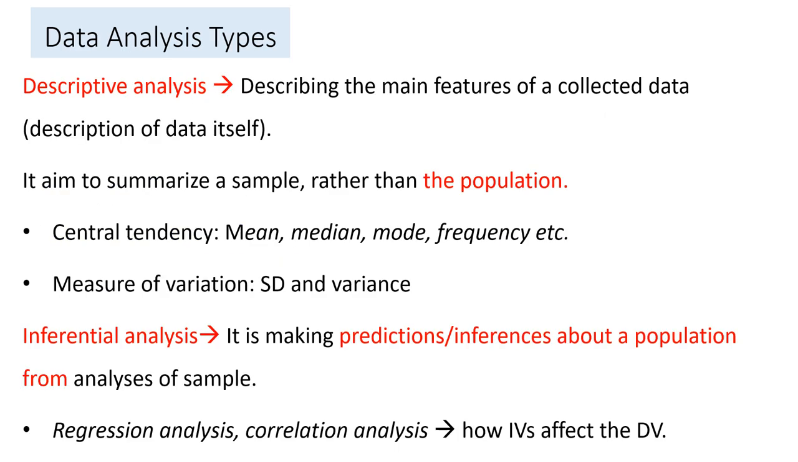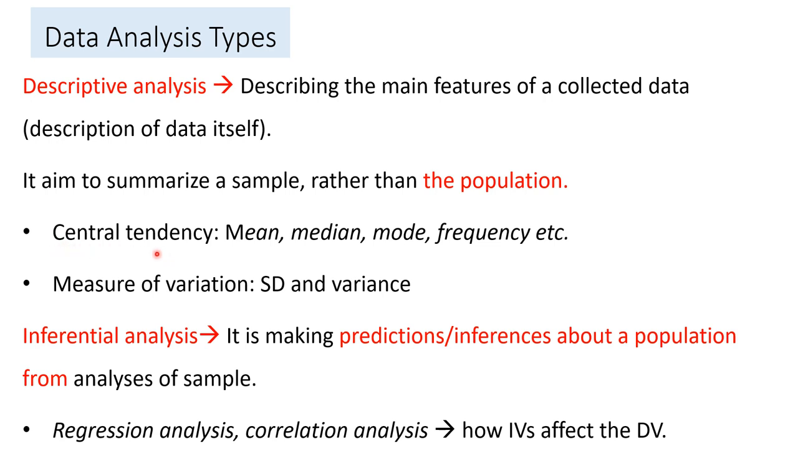In this stage, I want to tell you that there are two most common types of data analysis. The first one is according to the purpose of the research. According to our research purpose, the two most common types of data analysis are descriptive analysis and inferential analysis. So descriptive analysis describes the main features of the collected data, or it describes the data itself without inferring the population that it is drawn from. It only summarizes the sample rather than inferring the population.